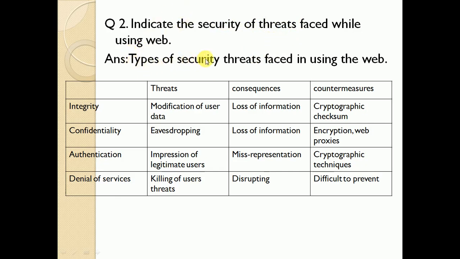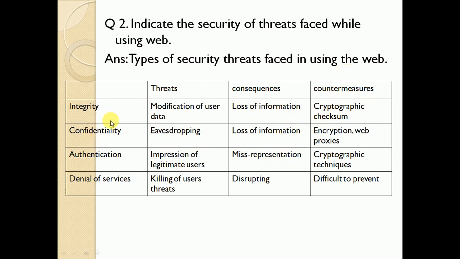There are types of security threats which have to be faced using the web: integrity, confidentiality, authentication, and denial of service. These are the different types of threats you can see, along with some consequences for each threat and their countermeasures. So first, integrity.